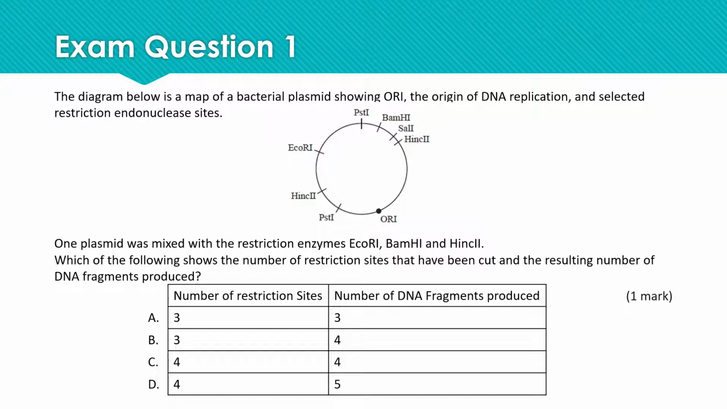Which of the following shows the number of restriction sites that have been cut and the resulting number of DNA fragments produced? So you can see in the table there, A is 3 restriction sites and 3 fragments. B is 3 restriction sites and 4 fragments. C is 4 restriction sites and 4 fragments. And D is 4 restriction sites and 5 fragments.